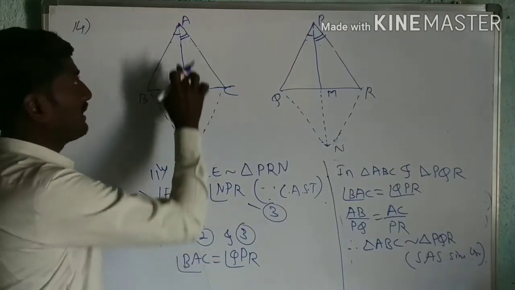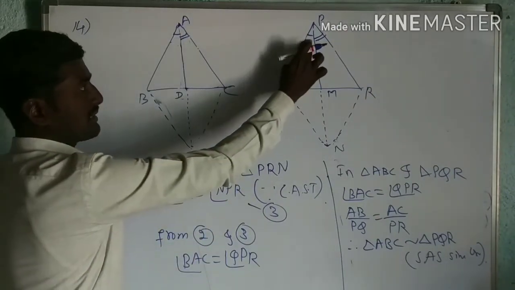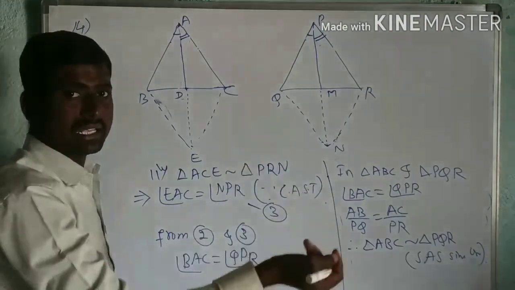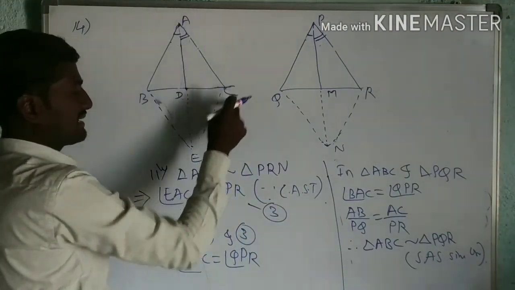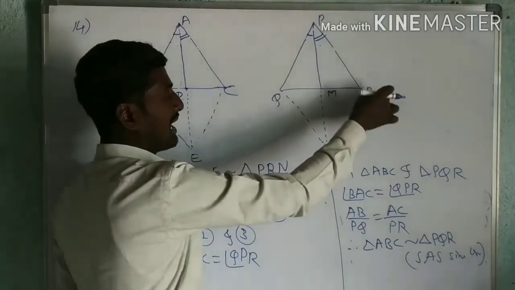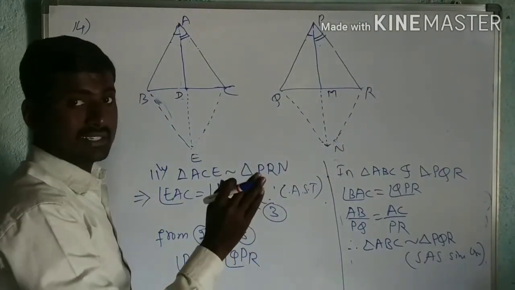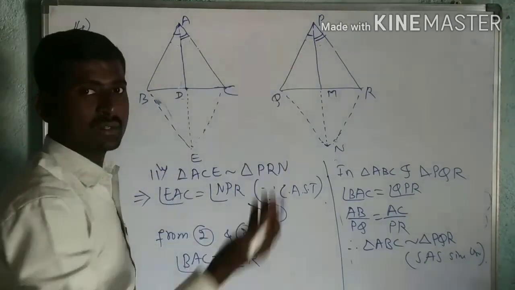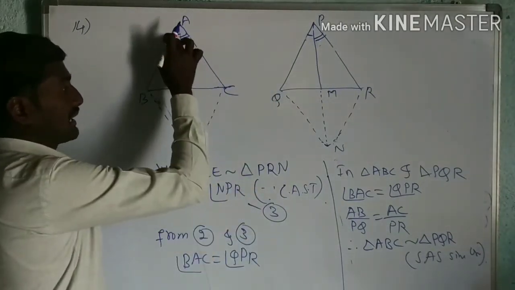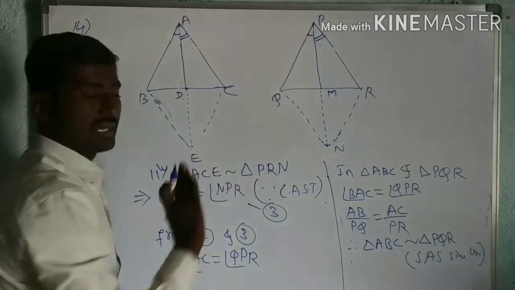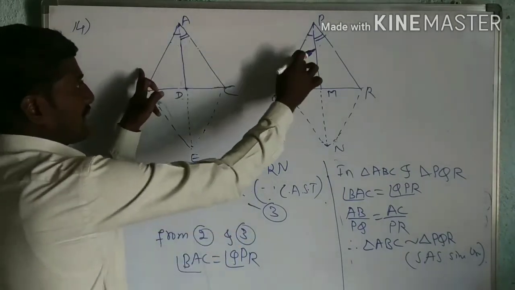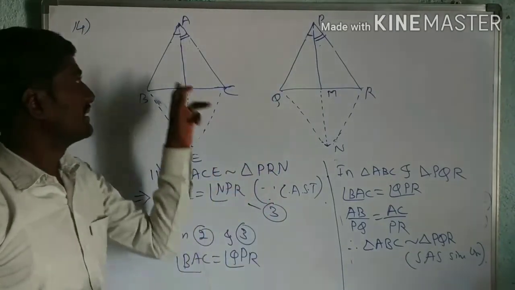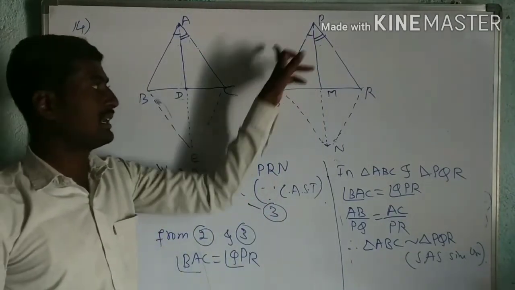From that, I can get this angle is equal to this angle. Now again, you can write directly, similarly, I can get triangle ACE similar to PRN. Again, from the similar triangles, this angle and this angle are equal. Now automatically I can write angle A is equal to angle P. So two sides are given and I got angle A equal to angle P. Then automatically triangle ABC is similar to triangle PQR.